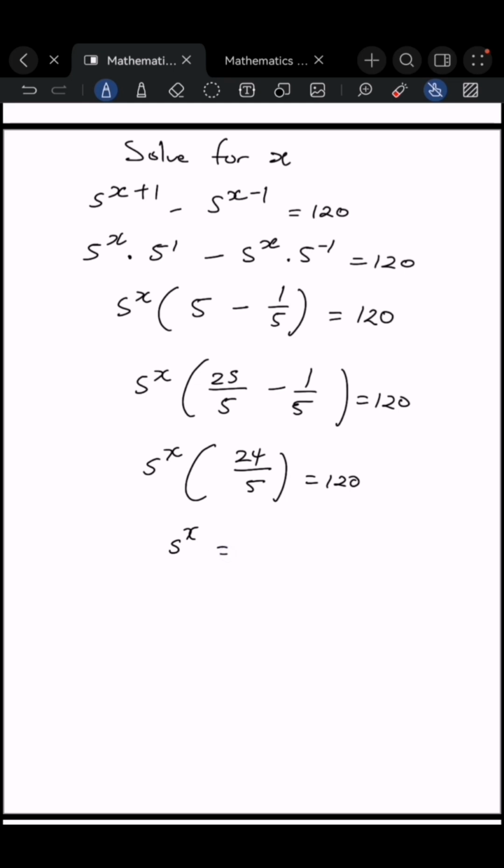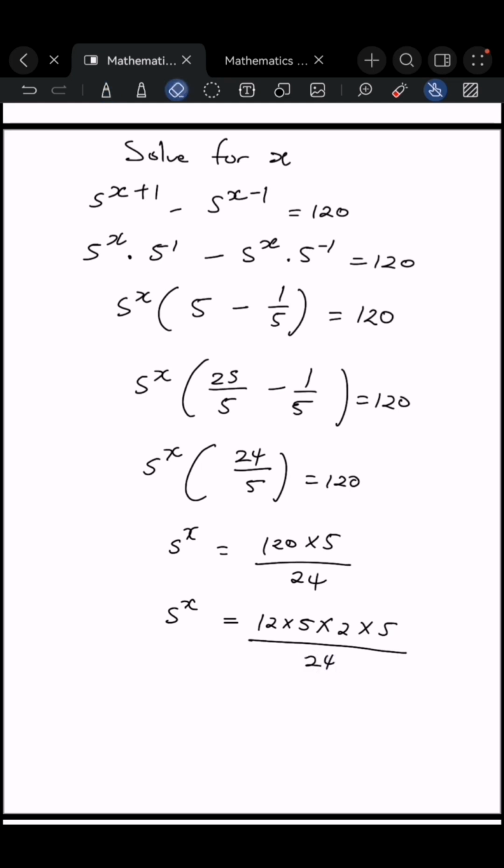5 raised to the x is equal to 120 times 5, all divided by 24. Therefore 5 raised to the power of x is equal to 12 times 5 times 2 times 5, all divided by 24, which is 12 times 2. Therefore 5 raised to the power of x is equal to, this cancels, that cancels, 5 raised to the power of 2. Therefore x is equal to 2 is our solution.